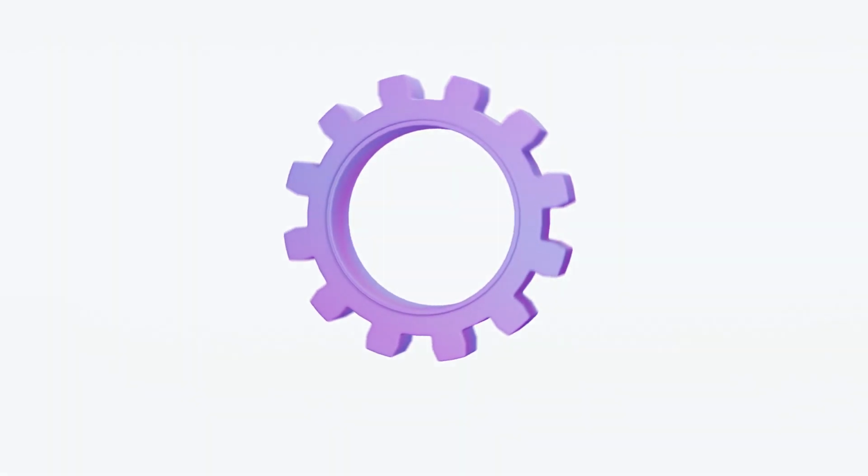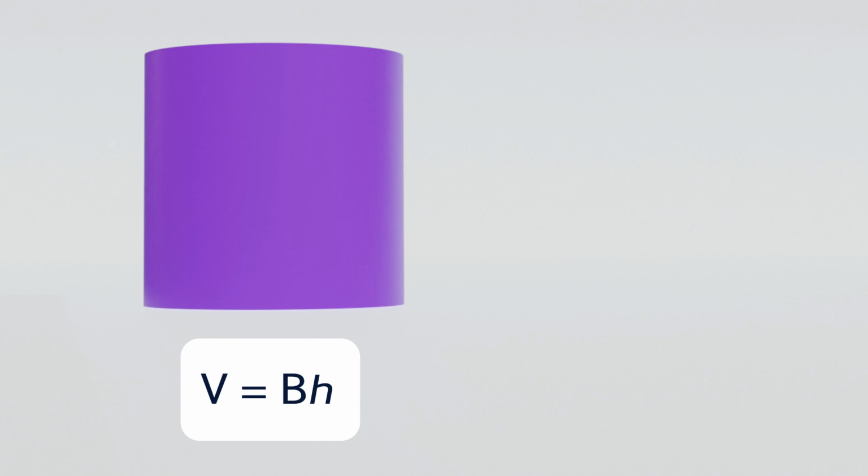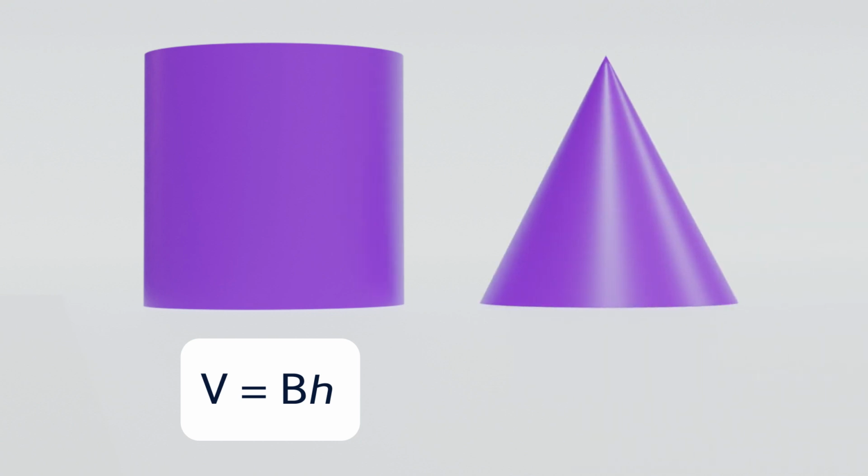First, let's take a look at the formula. You may recognize base times height as the volume of a cylinder. But for finding the volume of a cone, you also need to divide this by 3.